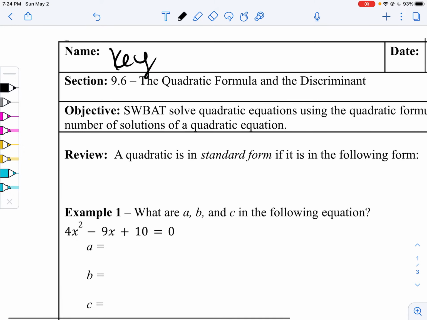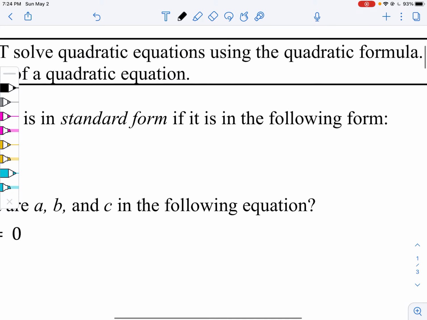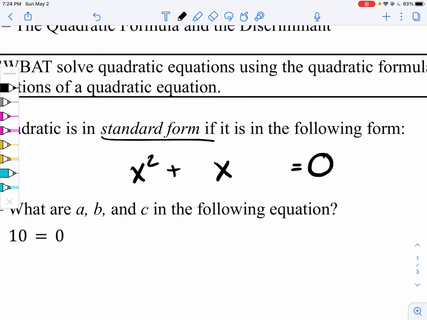So remember that a quadratic is in standard form if it's in the following form. Remember, any polynomial is in standard form where the exponents are in decreasing order. So you start with the biggest one, and they just go down until you have a normal number, and then we'll say it's equal to 0. So that'll be some number a times x squared plus another number b times x plus some other number. So we start out with ax squared plus bx plus c equals 0.